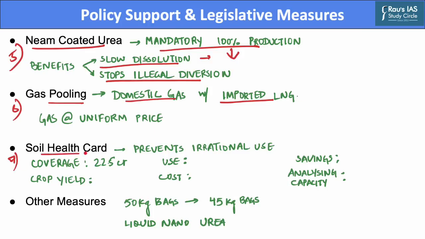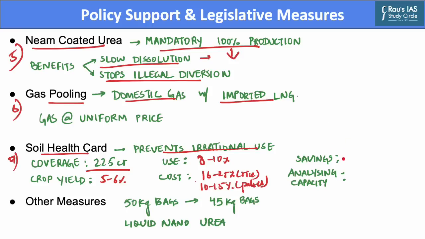Further, with the introduction of the soil health card scheme, the government intended to avoid irrational use of fertilizers. As of today, the scheme coverage includes distribution of 22.5 crore soil health cards. This distribution of soil health cards has enhanced the crop yields by 5 to 6%, decreased the use of fertilizers by 8 to 10%, and reduced the cost of cultivation by 16 to 25% in case of rice. Further, this has led to saving of approximately 20 kgs per acre of fertilizer for production of rice and 10 kgs per acre for production of pulses.